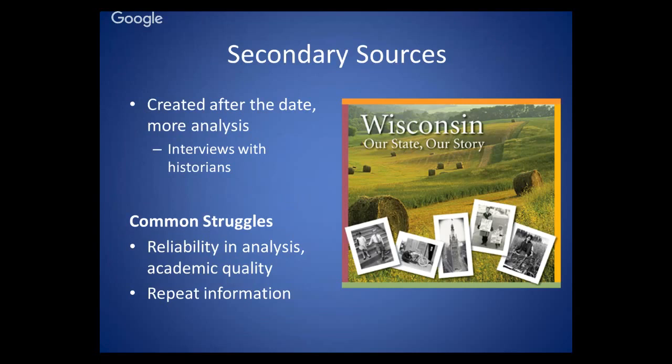However, there are some common struggles with secondary sources as well. We see reliability and analysis as a common struggle, that students might find some secondary sources where maybe the analysis isn't very strong. Another one students talk about is repeat information, especially in websites, where it seems like the author just copied and pasted another website's information, or how Wikipedia is kind of composed of a bunch of different information combined into one site.